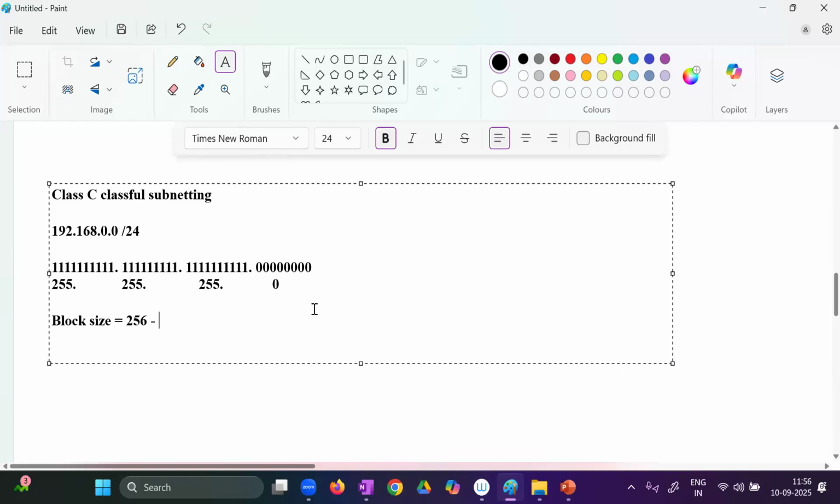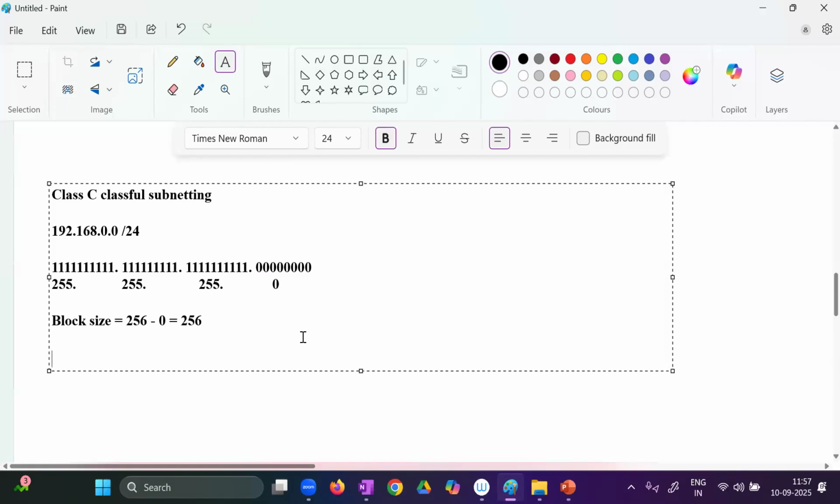So now, see here. From where are we subtracting? 256. Now, here, what is the value? You know that in class C, what we can change? Fourth octet. So if you have changed also, what is the value you're getting? 0 only. It means no change is there. So what you will write? 0. 256 minus 0 is what? 256 only. Okay. Now, after doing this, you have to write the range.